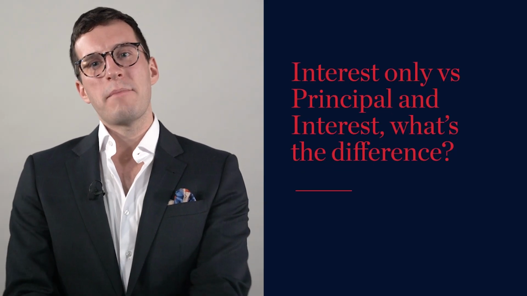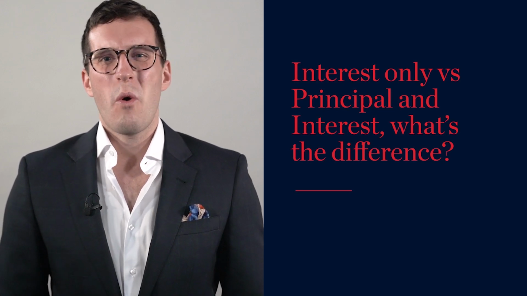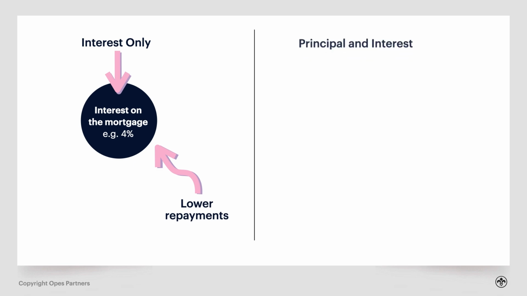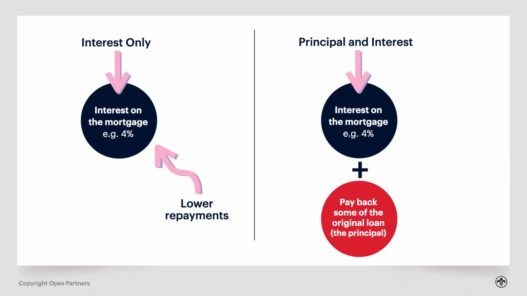Now, let's start by comparing interest-only and principal and interest mortgages. What's the difference? Well, on interest-only, when you make a payment each week to the bank, you're only paying the interest on the mortgage, for instance, 4%. With P&I, or principal and interest, yep, you're going to pay the interest, or the cost of borrowing, to the bank, but you're also going to pay back some of the original loan, the principal, in each payment you make.